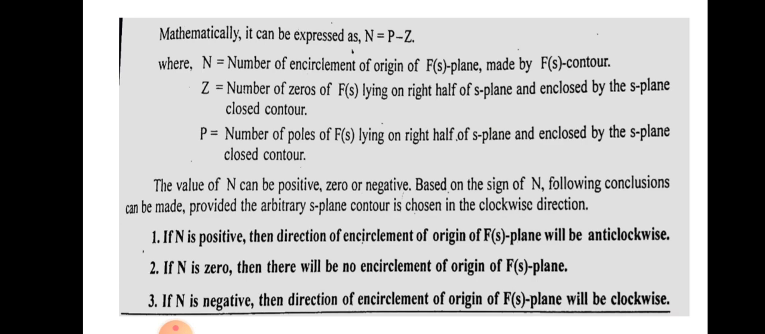And if n is equal to 0, that means z is equal to p, and in such cases there will be no encirclement of the origin of the f of s plane. And in the third case, if n is negative, the direction of the encirclement of the origin of the f of s plane will be clockwise.